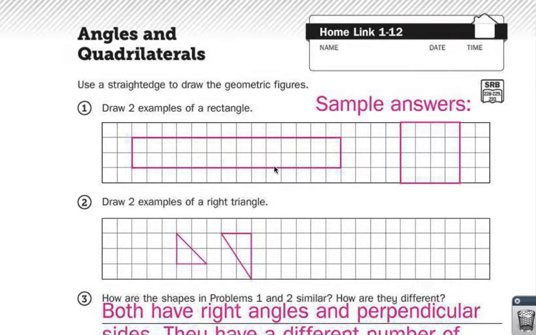Homelinks 1-12 is a review of angles and quadrilaterals. The directions say to use a straight edge to draw the geometric figures. Number 1, draw two examples of a rectangle.